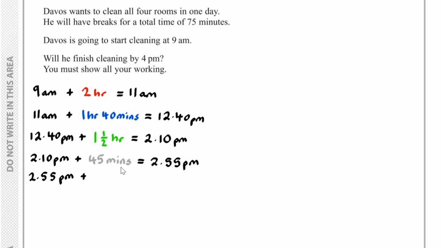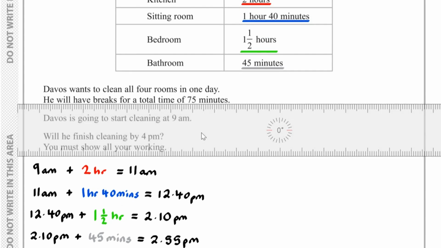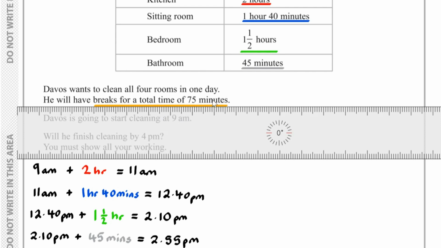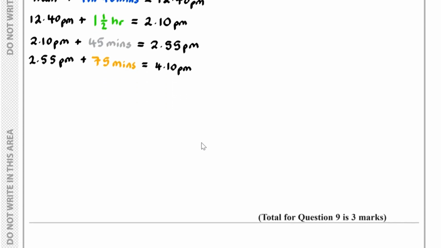So we're at 2:55 PM. But then we've got our breaks as well, which we need to consider. So we've got the breaks for a total time of 75 minutes. So I need to add on 75 minutes, and it turns out we get 4:10 PM. So we finish after 4 o'clock. So we will not finish by 4 PM.